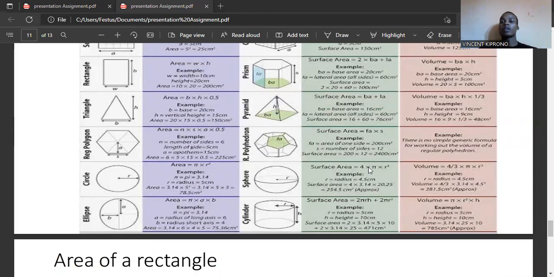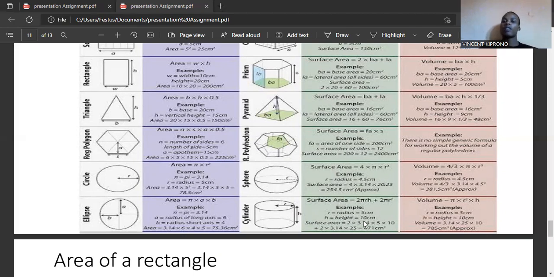Let's also look at the surface area of a sphere. You have our surface area, that's 4 times pi times radius squared. And you have our pi, I have always told you is 3.14, times the radius 5.5. That's 20.25. So we shall say 4 times 3.14 times 20.25. We shall have 254.5 centimeters squared.